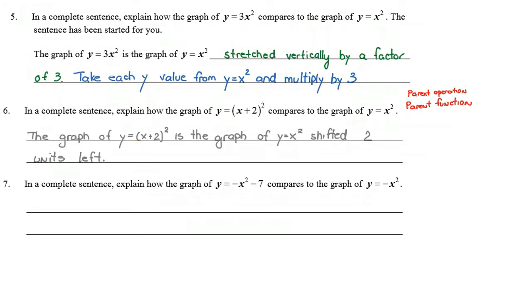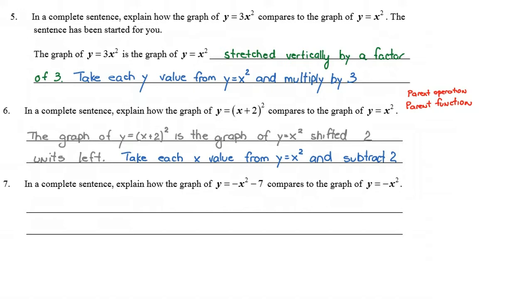So now let's talk about what we do in the math. So we take each x value from y equals x squared and subtract 2.